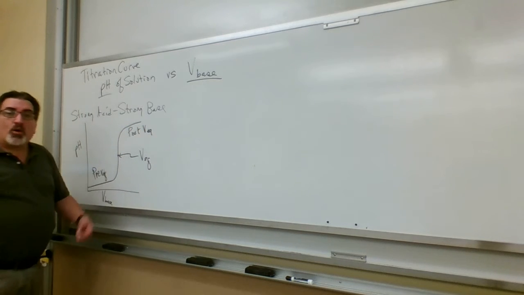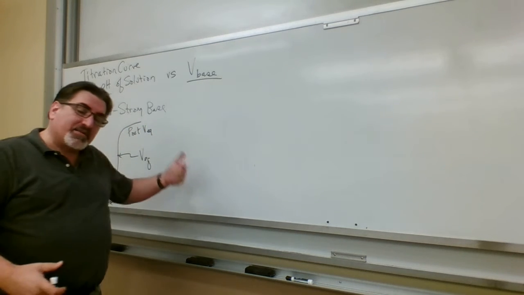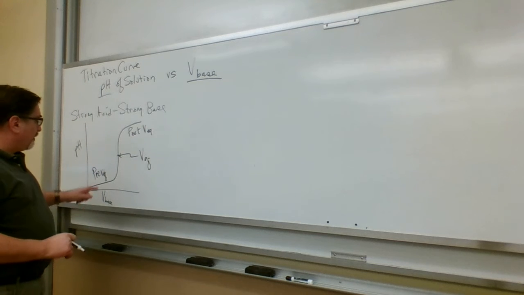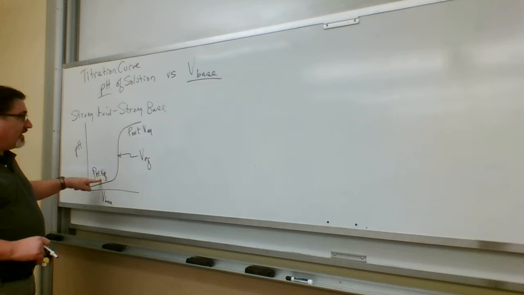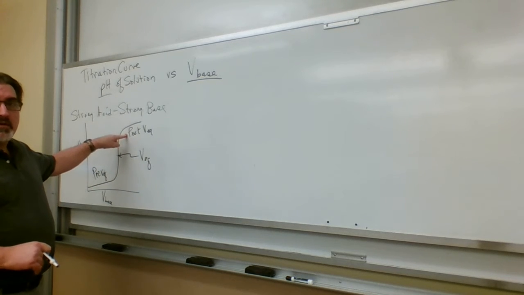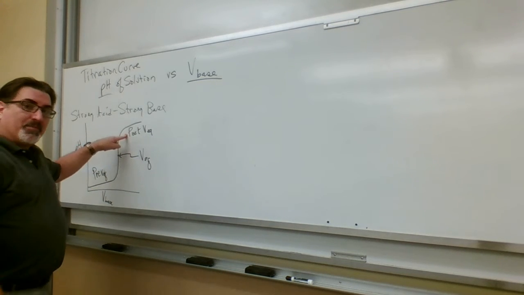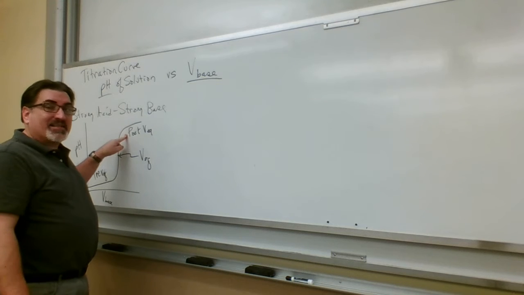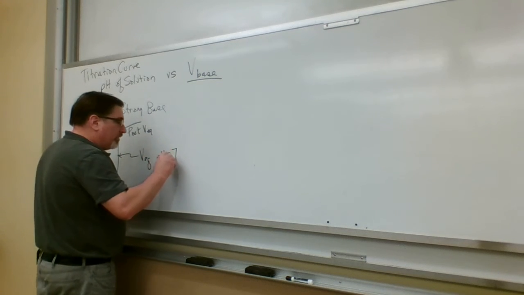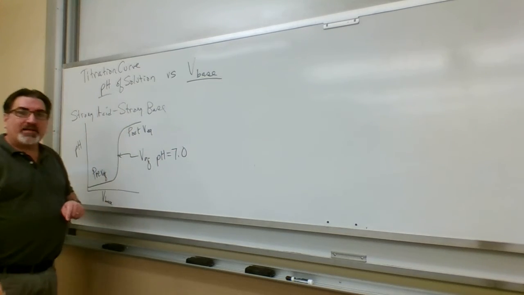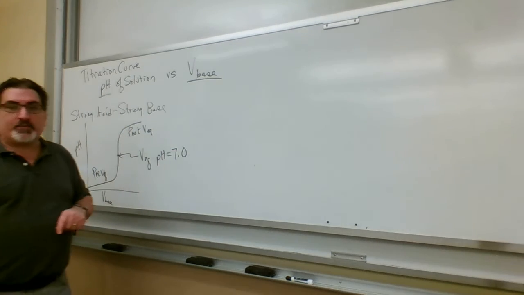post-VEQ. Now we're not going to do any calculating on these curves. I just want you to see what they look like. Pre-VEQ, there's still acid left, so the pH is governed by how much acid is left. Post-VEQ, the pH is governed by how much base has been put in excess. At VEQ, for a strong acid, strong base, ideally the pH is 7.0.